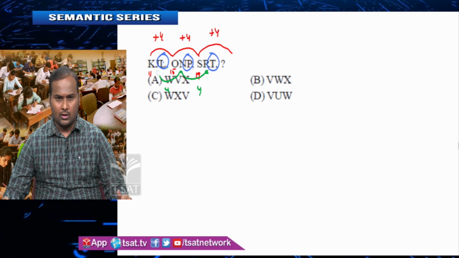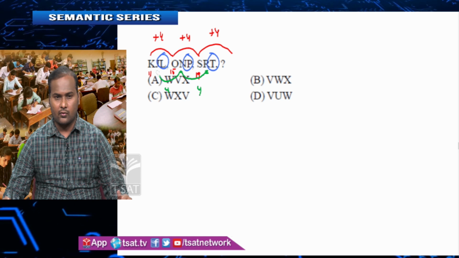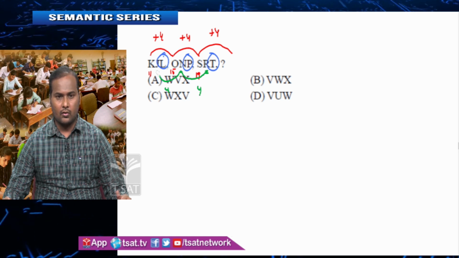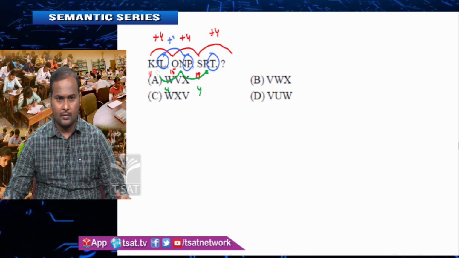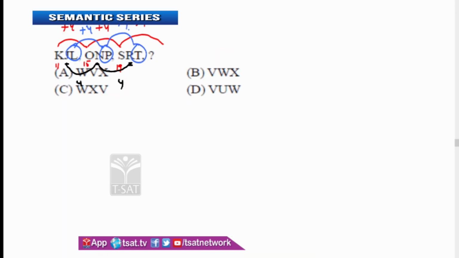We know that L is 12, P is 16, T is 20. If you see the increase, how is the increase? It is increased by 4. So L to P, it is increasing by 4. Again from P to T, it is also increasing by 4. So here you have more than one series, and all the series in this case are increasing by 4.